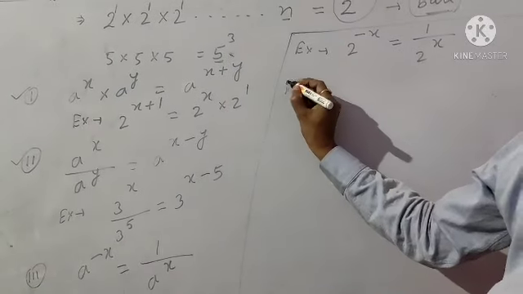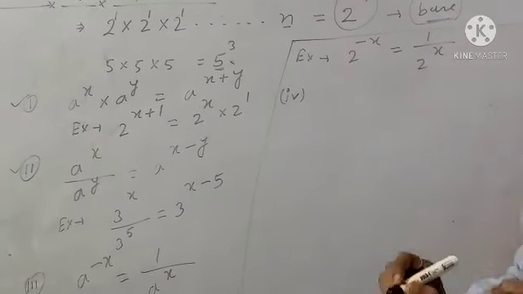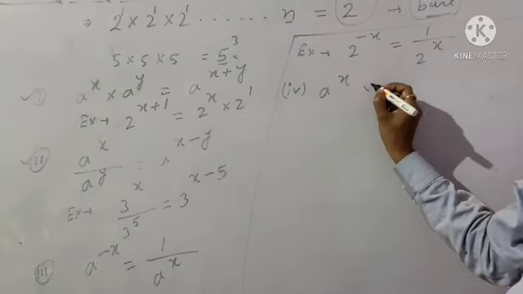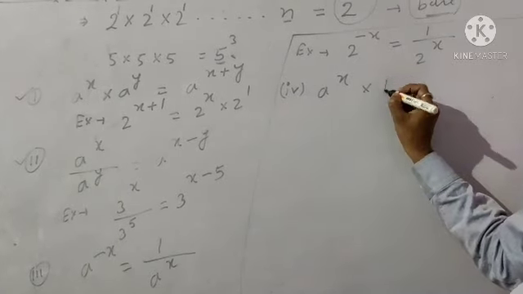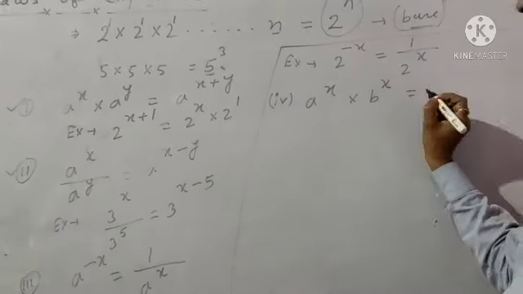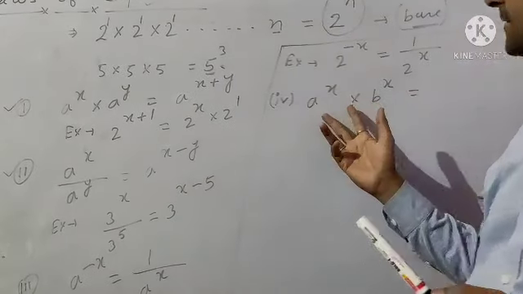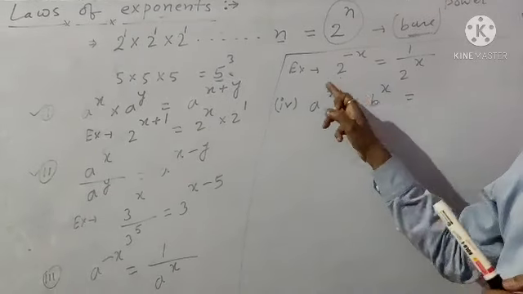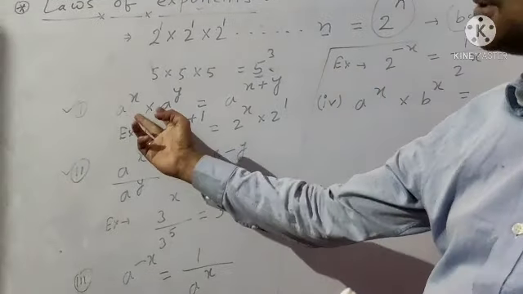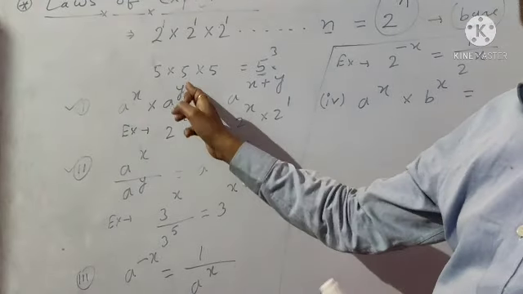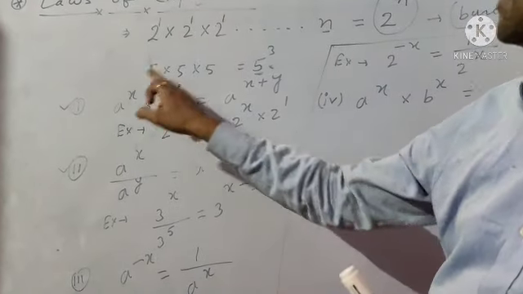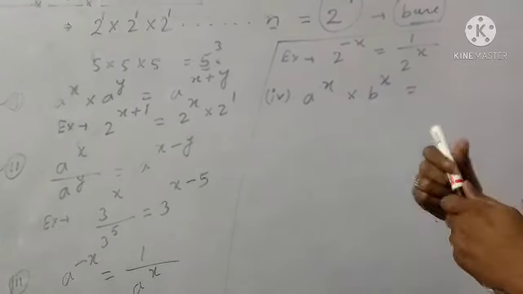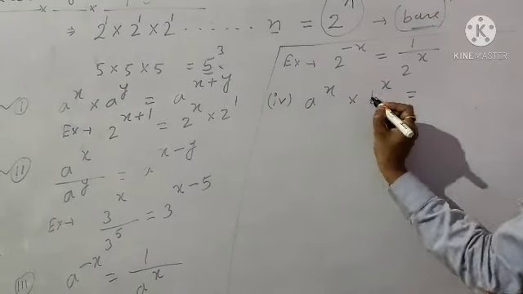Okay. So here property number 4 is a to the power x into b to the power x. Look here, student. In this case, bases are not equal but powers are equal. But in the earlier case, bases are equal and powers are not equal. If bases are equal and powers are not equal, use the earlier formula. If bases are not equal and powers are equal, then use a into b.